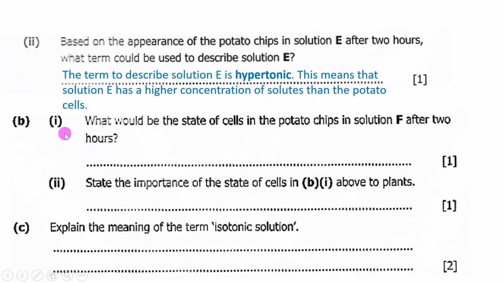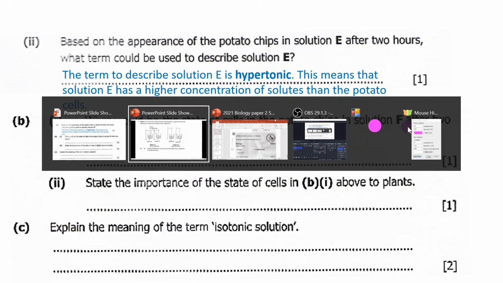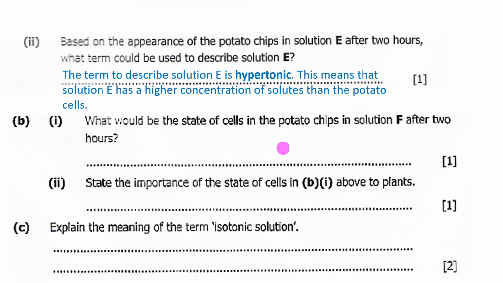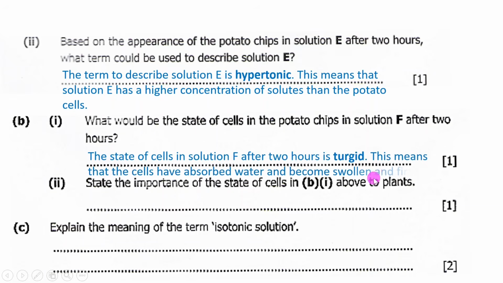Then part B, part 1 says what would be the state of cells in the potato chips in solution F after 2 hours? So we are in solution F here. What will be the state of cells in the potato chip in solution F after 2 hours? So here, guys, we must understand that the state of cells in solution F after 2 hours is turgid. This means that the cells have absorbed water and become swollen and firm.